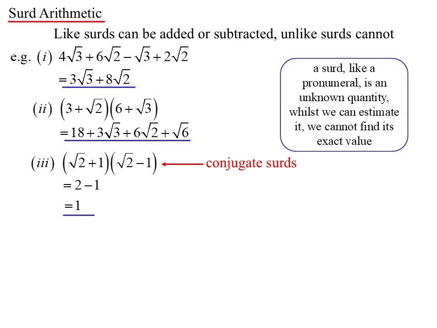2 minus 1 is, of course, 1. And a perfect square. And in this case, the 4 and the 2 add together and we get 6. So all of those things we did with algebra we can do with surds as well.